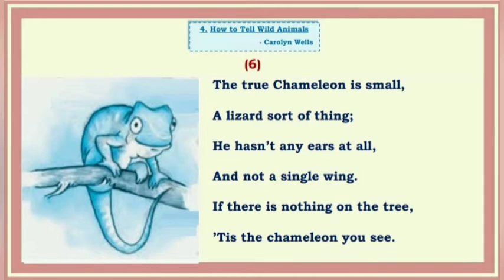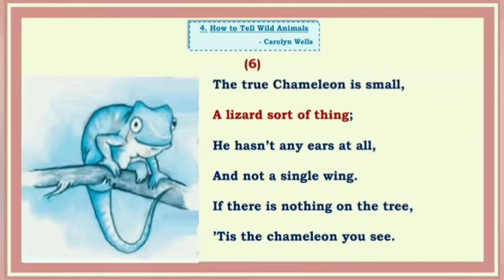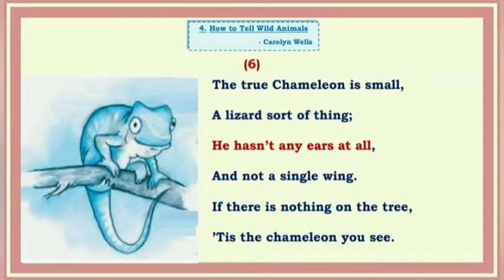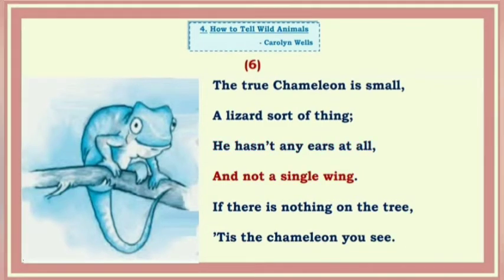She says the true chameleon is small. सच में chameleon, गिरगिट, छोटा होता है. A lizard sort of thing. एक lizard, छिपकली जैसा होता है. He hasn't any ears at all. उसके कोई कान नहीं होते. And not a single wing. और पंख भी नहीं होते.